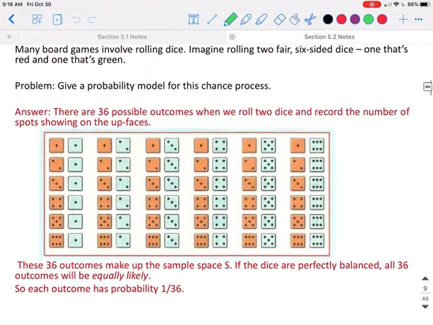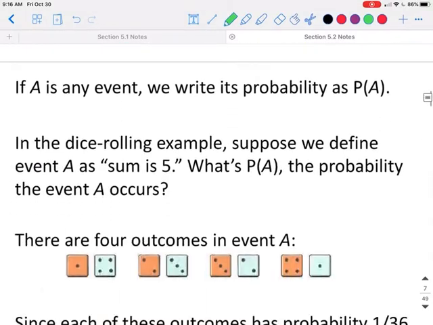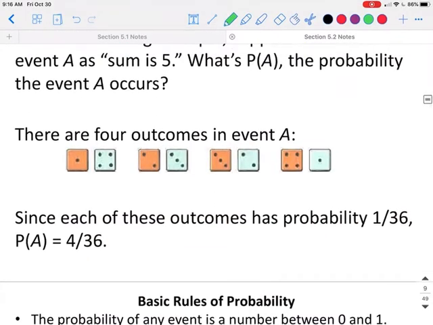So if we go back up to our whole sample space, it's possible that we can get a sum of 5 by getting a 4 and a 1, a 3 and a 2, a 2 and a 3, or a 1 and a 4. So out of all 36 possibilities, only 4 of them will give us a sum of 5. So since each one of them has a probability of 1 out of 36, and there are 4 combinations, the probability of getting a sum of 5 would be 4 out of 36.